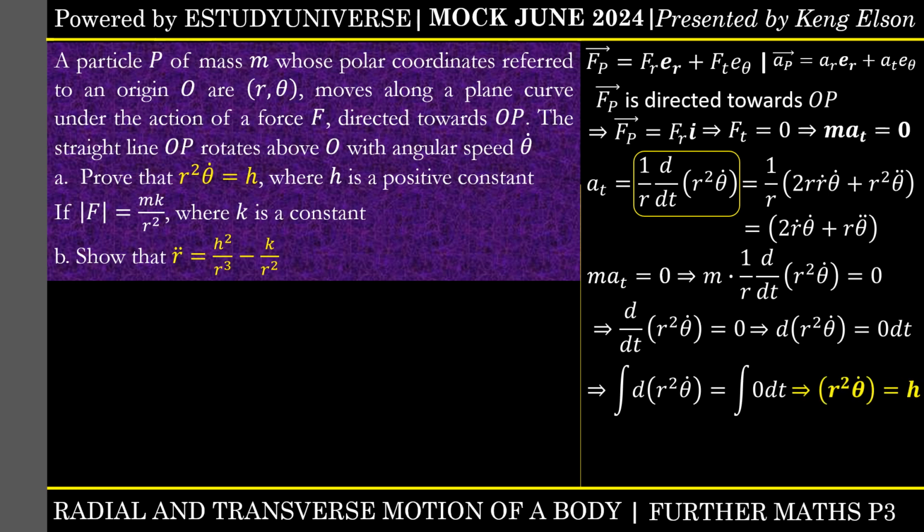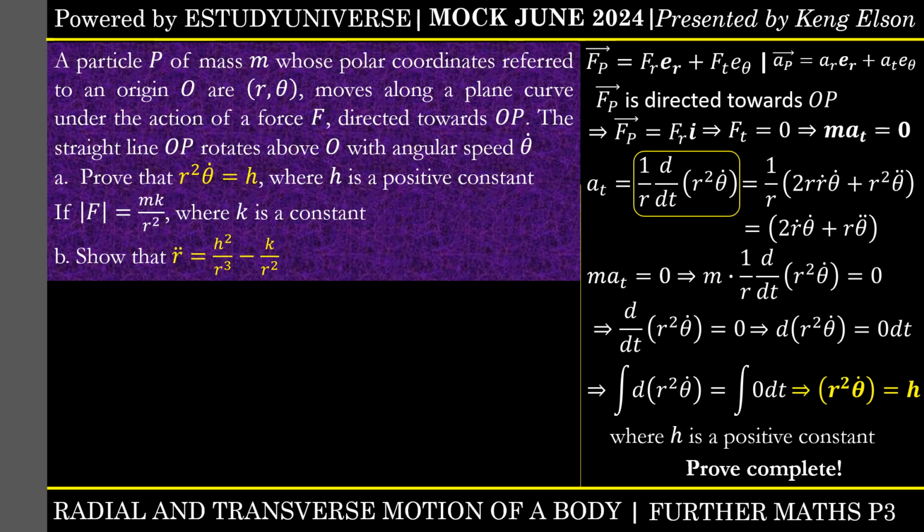So in this case, we are going to get r squared theta dot. Now when I integrate 0, I get 0, but since it is an indefinite integral, we need to add a constant of integration, and we can call that constant of integration h. So we have proven that r squared theta dot is equal to h.